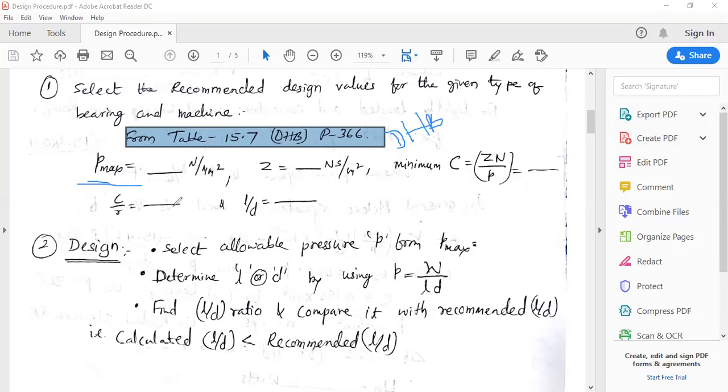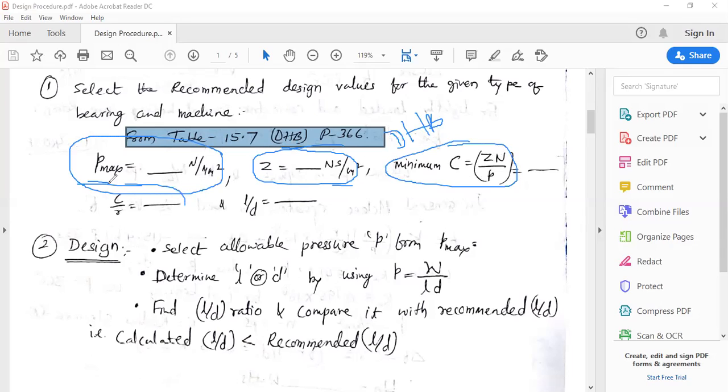One is maximum pressure. This value may be in the form of a range, or it may be given directly. Another one is the absolute viscosity, denoted by Z, which has a unit of Newton second per meter square. And next, the minimum value of C is recommended here. Minimum means the calculated value must be more than the value of C. The C value will be given directly as ZN by P. That value is also to be noted.